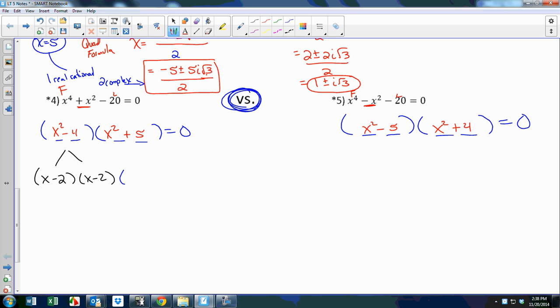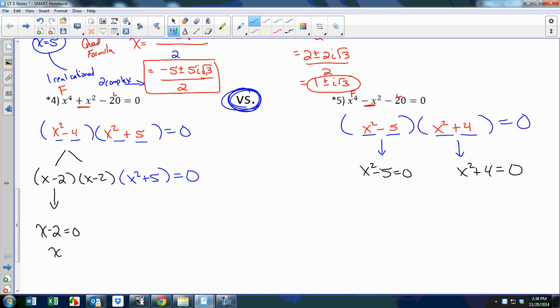And then x squared plus 5 won't factor any further, so I'll just rewrite that factor. X squared minus 5 over here in number 5, it won't factor any further, and neither will x squared plus 4, so we don't have a choice but to use the zero product property to finish these two problems. But back in number 4 over here, we could finish x minus 2 equals 0 to solve that and get x equals 2.